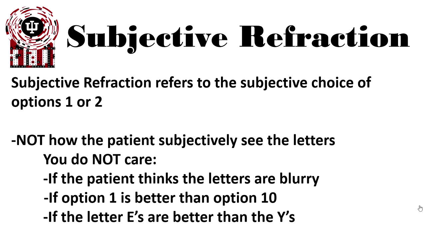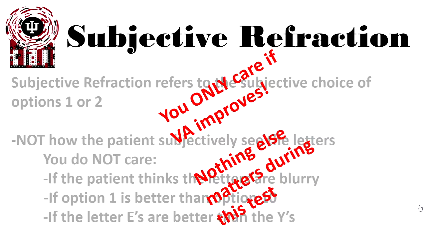Subjective refraction refers to the subjective choice of options 1 or 2, not to how the patient subjectively sees the letters. You do not care if the patient thinks the letters are blurry, if option 1 is better than option 10, or if letter E's are better than letter Y's. That is not part of subjective refraction. You only care if the VA improves. Nothing else matters during this test.